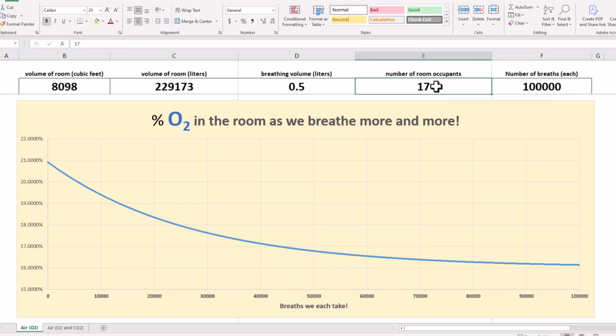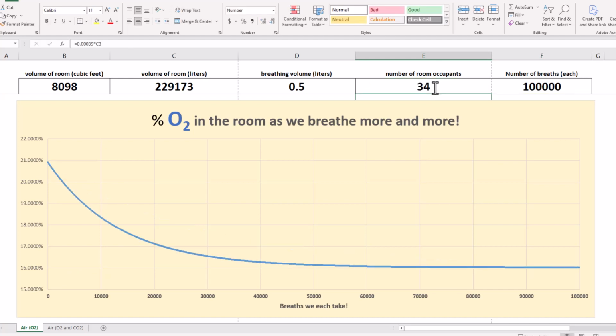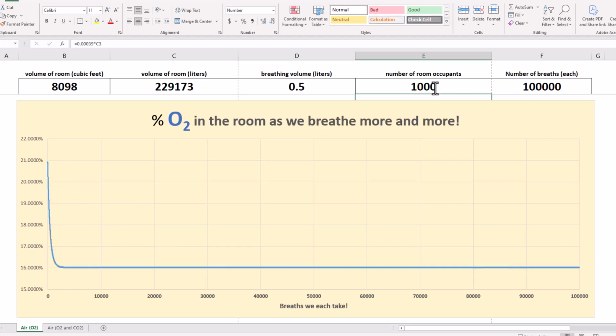Let's see what would happen if we put more people. Let's put those 34 people back in the room. Can we get it below 16% there? No, it looks like it's maybe right on 16. What if we put like 1,000 people in the room? Let's try to break my spreadsheet. No, it looks like it's actually dropping to 16% and then flatlining. Okay, that's actually really cool. I think I know why. We're going to come back to that. I'm going to replace it to 17 though. 17 people in the room.